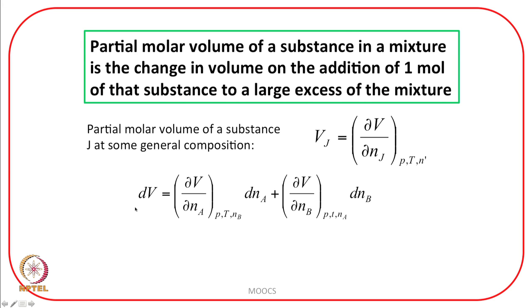And now, if I calculate the total volume, I integrate this. The partial molar volume being a constant quantity, the total volume will be V is equal to the partial molar volume of A into the number of moles of A plus the partial molar volume of B into the number of moles of B. This is how we can express the total volume in terms of the partial molar volume of its constituents. That is, the total volume is equal to the number of moles of component A into the partial molar volume of A plus the number of moles of component B into the partial molar volume of B.